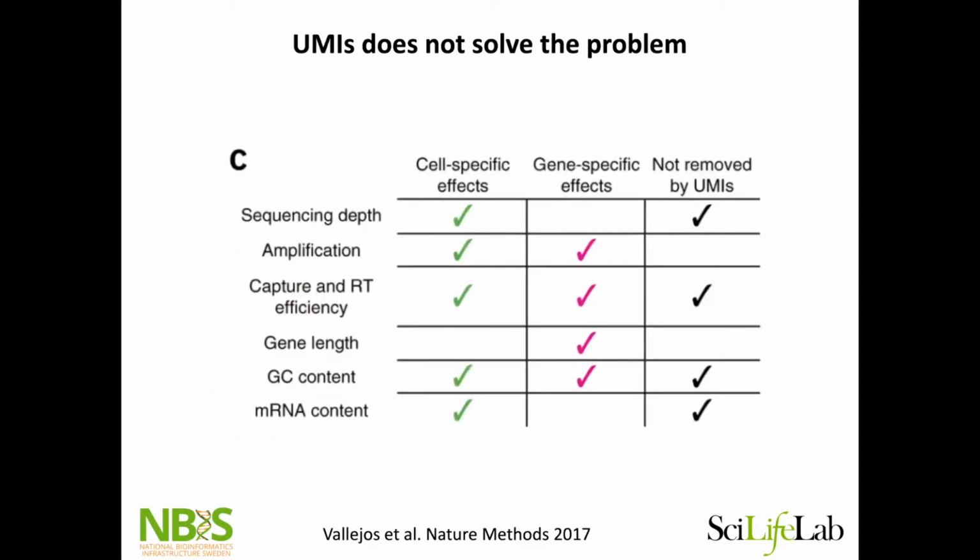And UMIs solve some of the problems with technical variation, but not all of them. So this is just a table from another paper where we already talked about this, that we have a lot of cell-specific effects and a lot of gene-specific effects that will vary between genes and samples. And it's pretty much just gene length and amplification bias that UMIs will take care of. All of these other issues still remain.